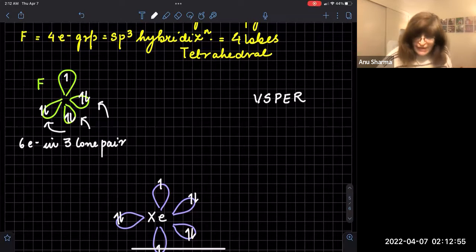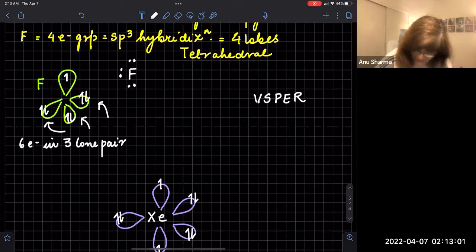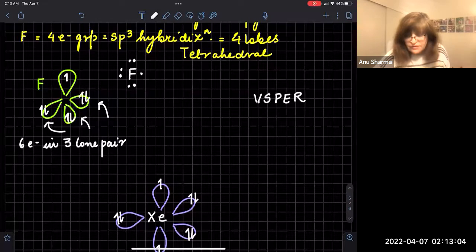Okay, and then 1 is unpaired. So anyways, if you look at fluorine, 1, 2, 3, 4, 5, 6, 7. So this is what they look like. So this is their thing.